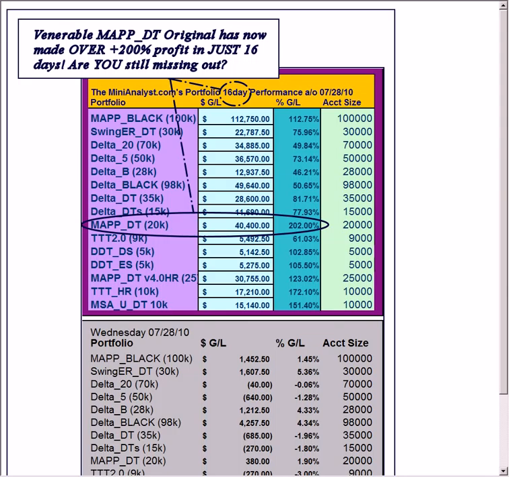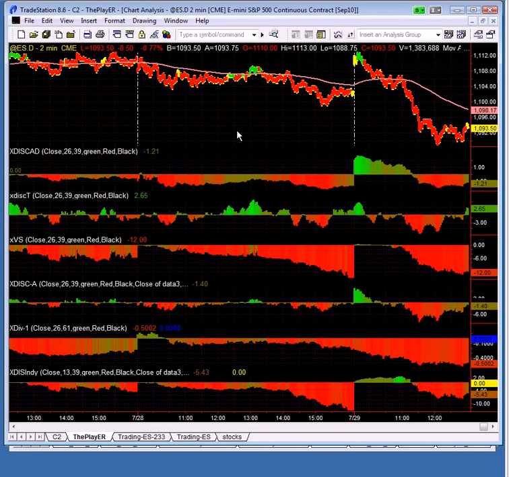The first thing we're looking at here is a chart of the market. This is the venerable MapDT portfolio, the original, booking 200% profit in just 16 days. Absolutely astounding. One of our best runs ever in 7 years. We're going to look at the market there.